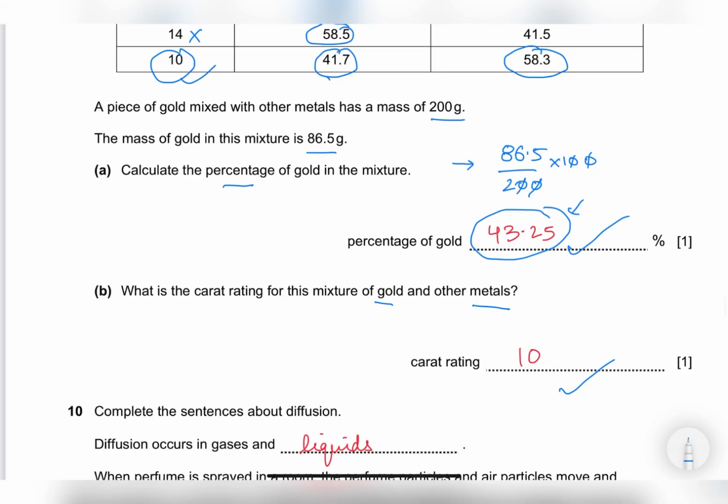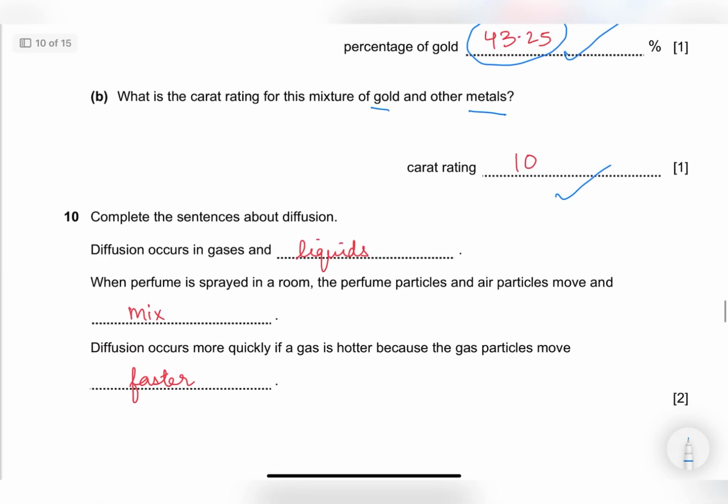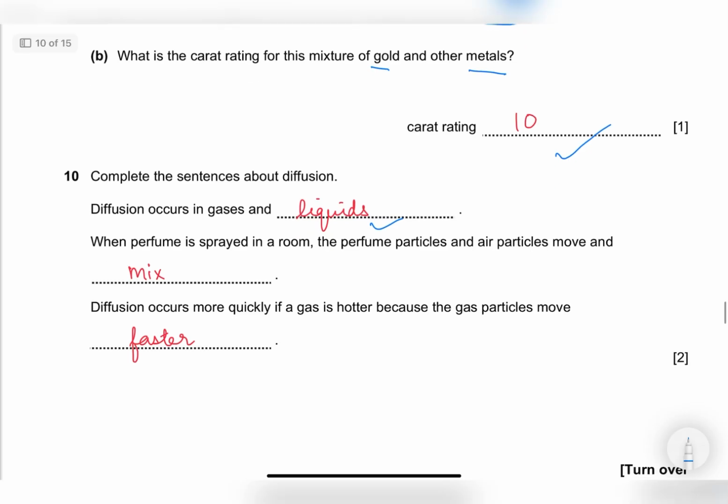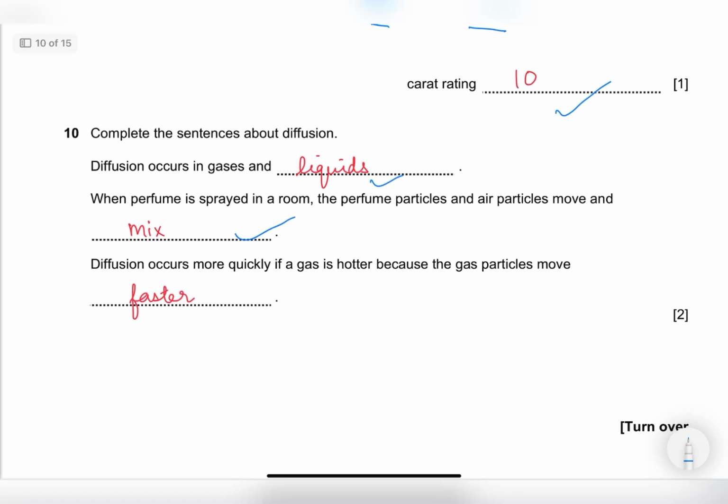All right. Complete the sentences about diffusion. Diffusion occurs in gases and liquids. When perfume is sprayed in a room, the perfume particles and the air particles move and mix together. Diffusion occurs more quickly in a hotter gas because the gas particles move faster. All right.